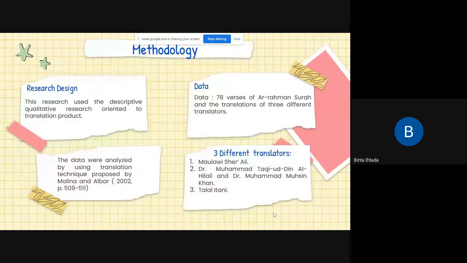The methodology. The first is research design. This research uses descriptive qualitative research oriented to the translation product. The data of this research is 78 verses of Ar-Rahman Surah and the translations of three different translators. The three different translators are, the first, Maulawi Sher Ali, the second, Dr. Muhammad Taqiuddin Al-Hilali and Dr. Muhammad Muhsin Khan, and the last is Talal Itani. The data were analyzed by using the translation technique proposed by Molina and Albir 2002.